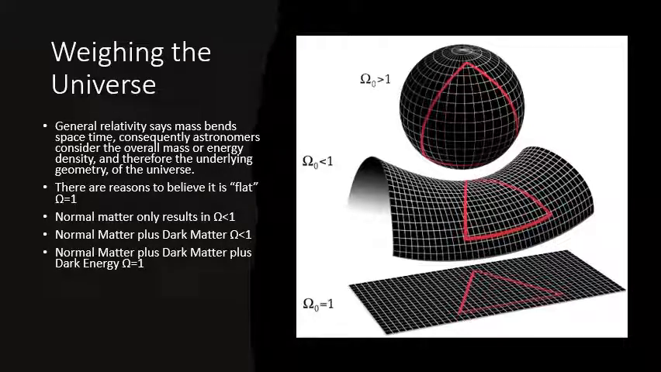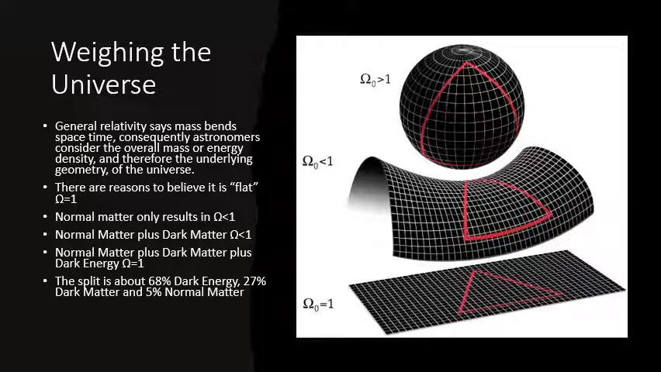But if you add in the amount of matter we can see, you can add in dark matter and you add in dark energy, you get a flat universe. So we sort of get one more hint that these things are actually true, that dark matter and dark energy really are a thing, that they help us explain the flatness of the universe.